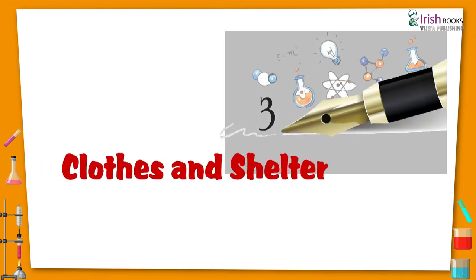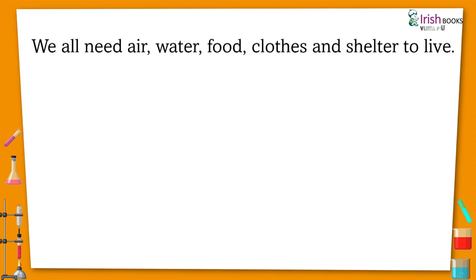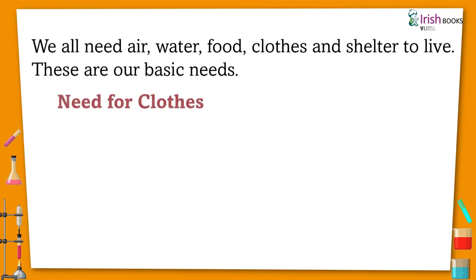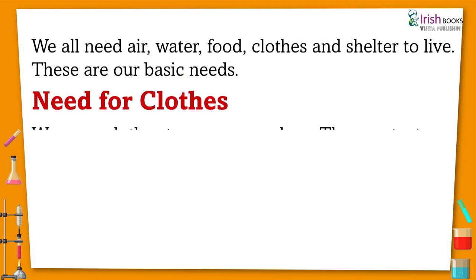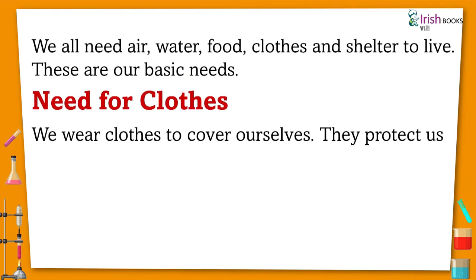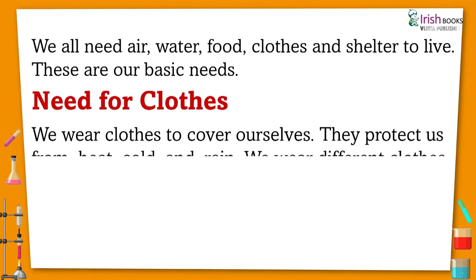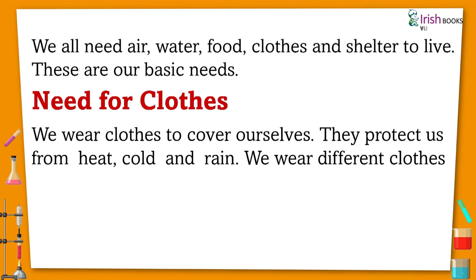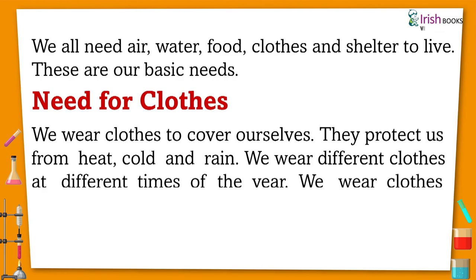Chapter 3. Clothes and shelter. We all need air, water, food, clothes and shelter to live. These are our basic needs. Needs for clothes. We wear clothes to cover ourselves. They protect us from heat, cold and rain. We wear different clothes at different times of the year. We wear clothes according to the season.